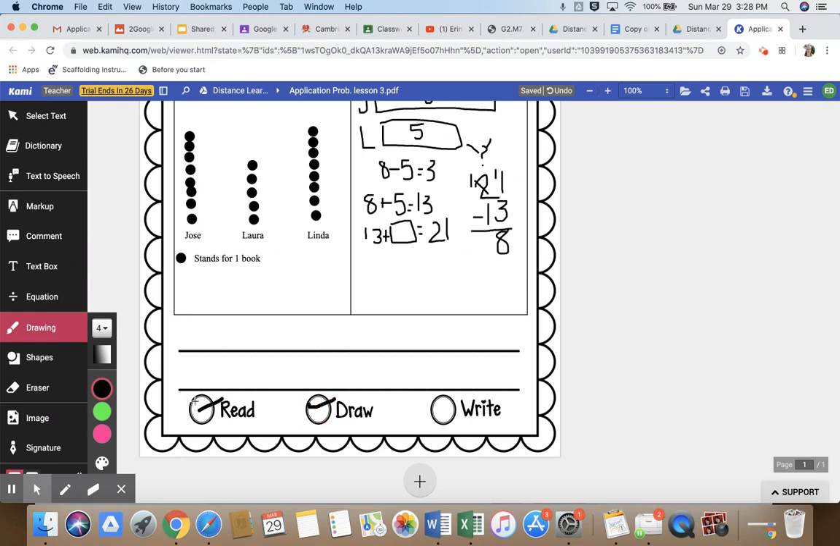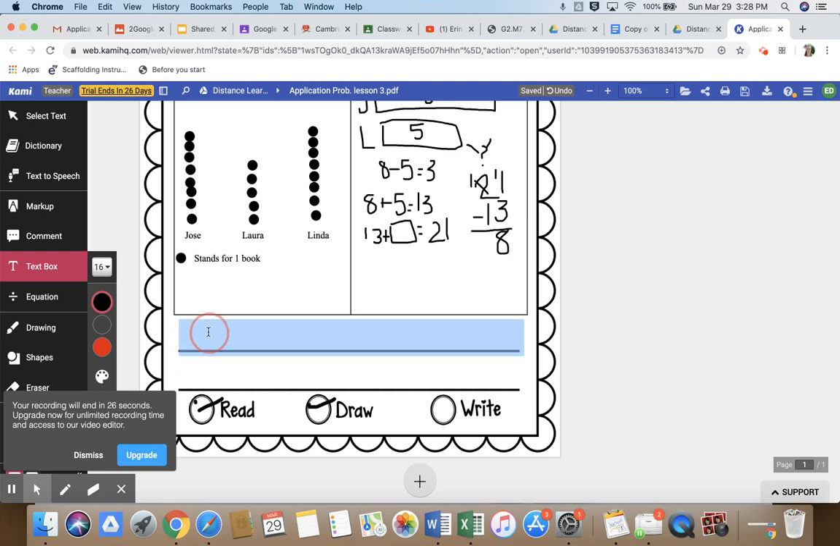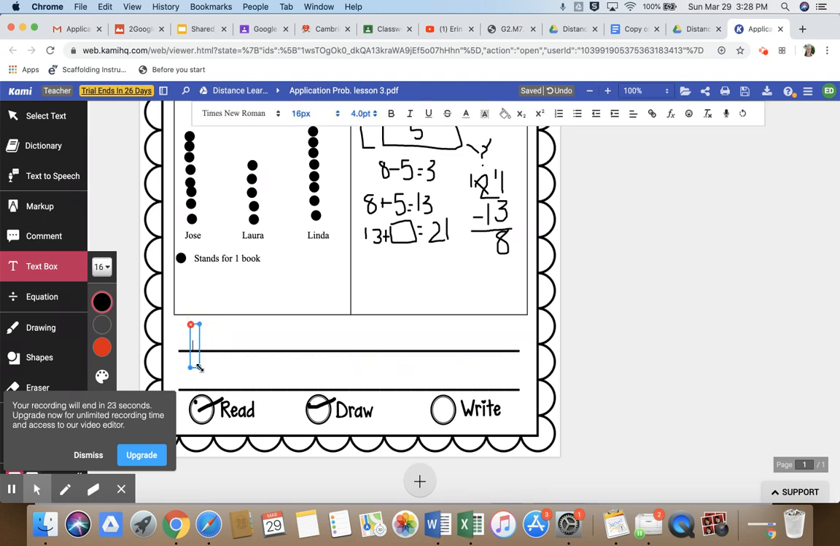But we're not quite finished because so far we are going to check off that we read, we drew, and now for our last step here, we need to write our equation answer. And I am going to start by saying that Jose read 3 more books than Laura, because that was the first part of our question. And Linda read 8 books as well.